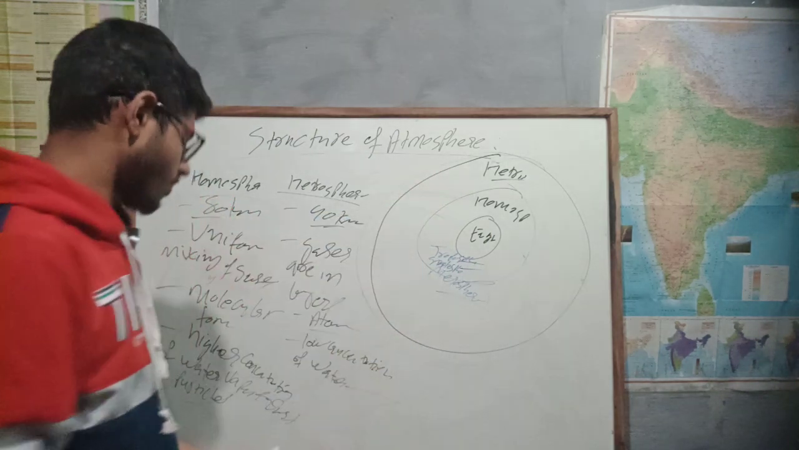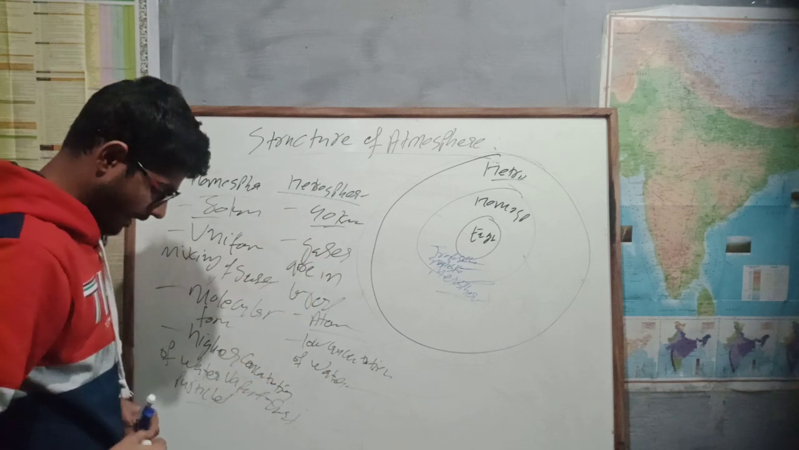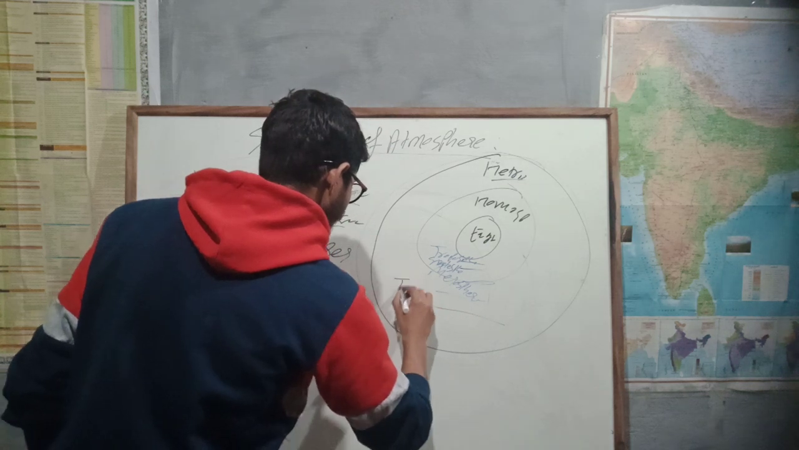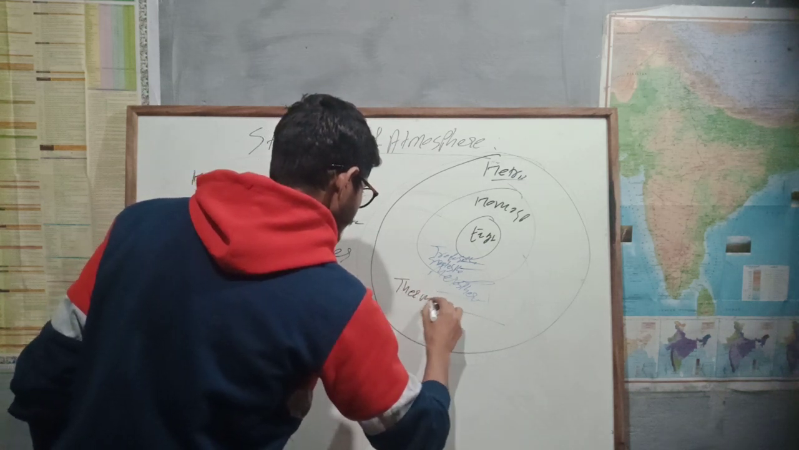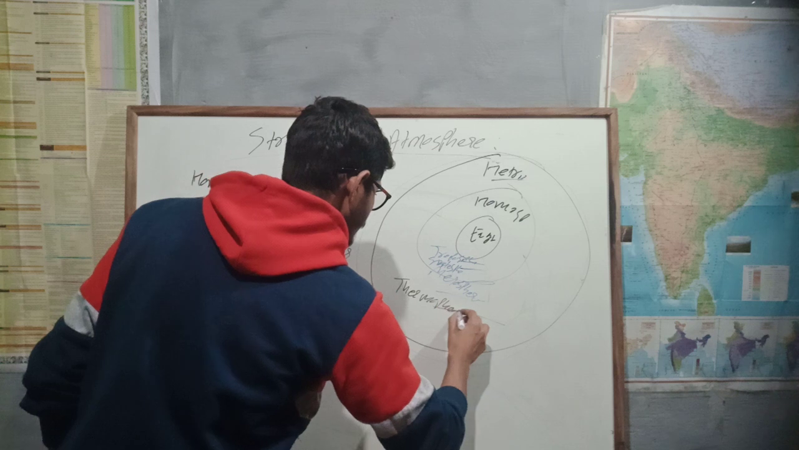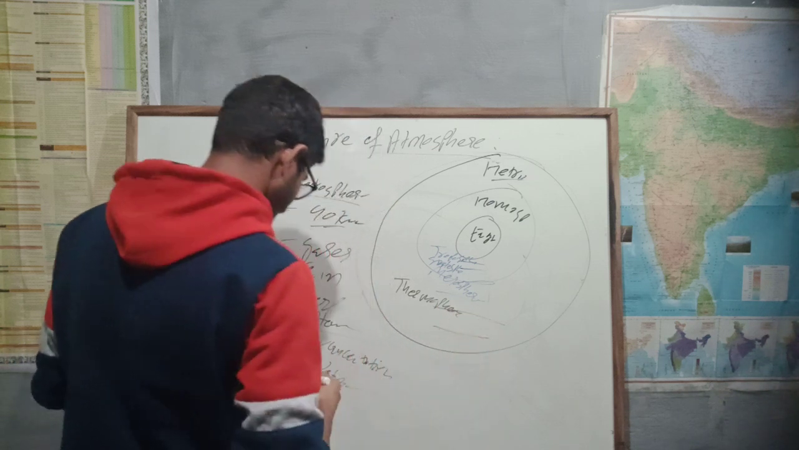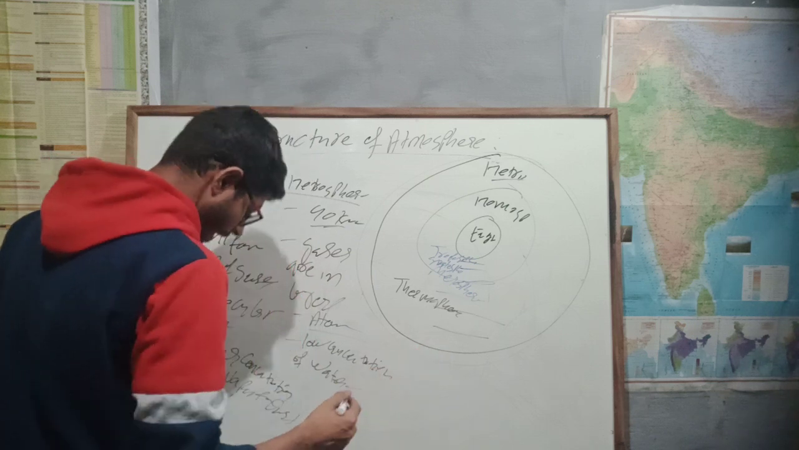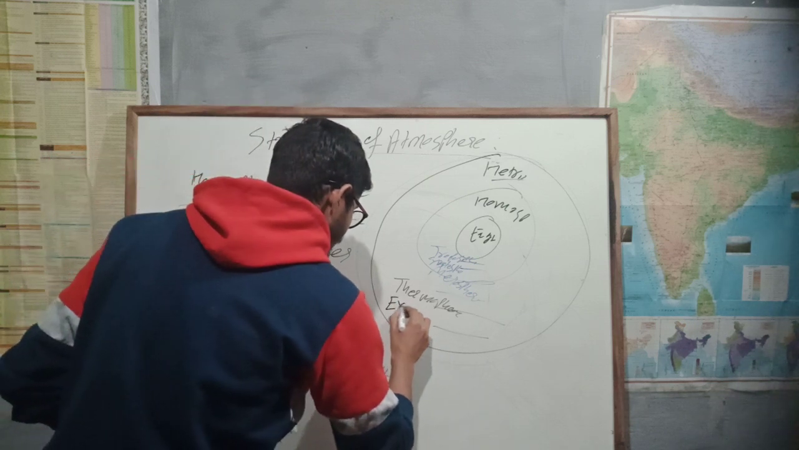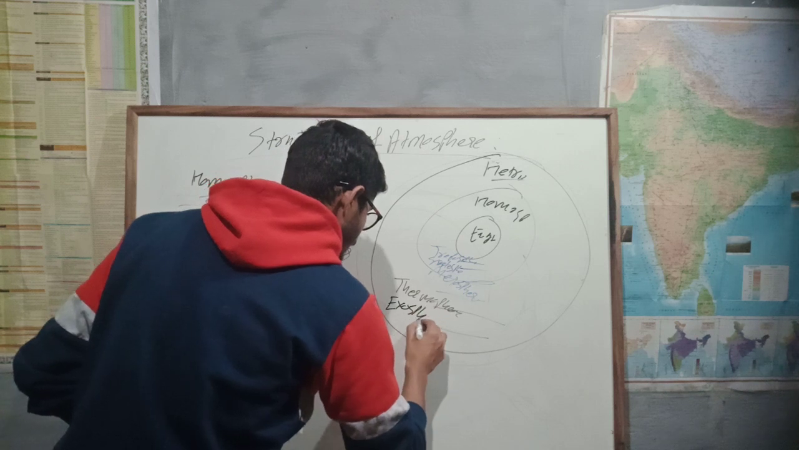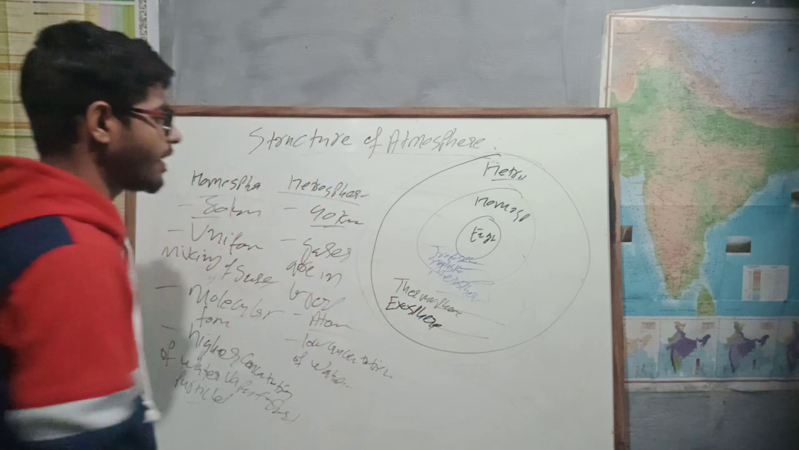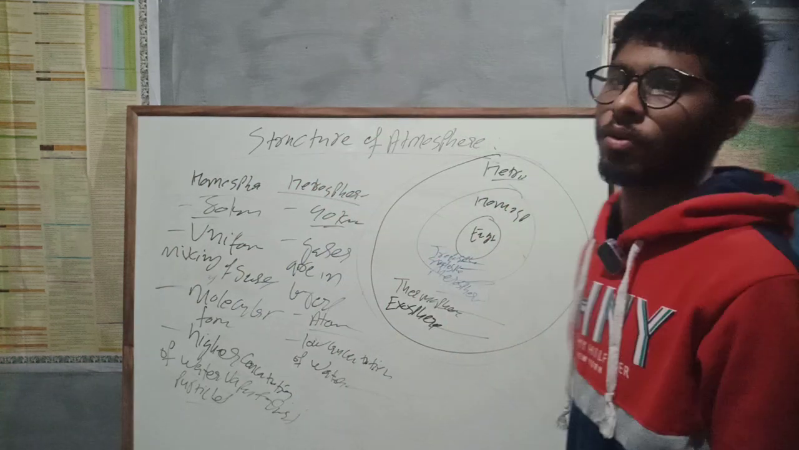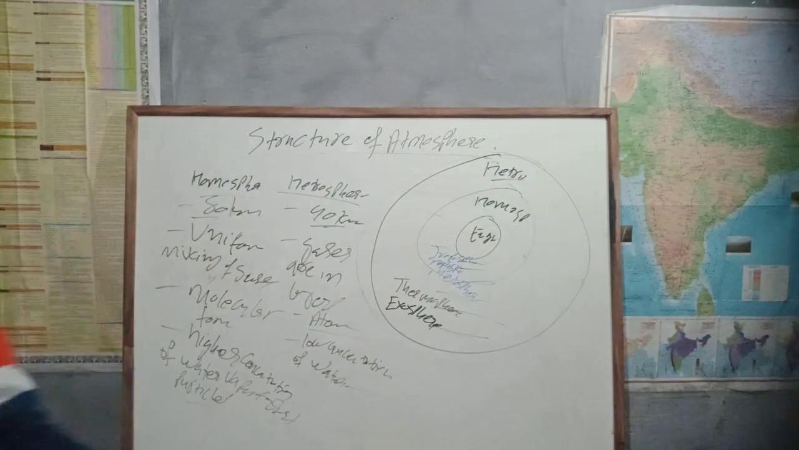And then what about the heterosphere? It is divided into two layers. What are these two layers? Thermosphere and then we have exosphere. Now guys, you have heard of terms called magnetosphere and ionosphere.